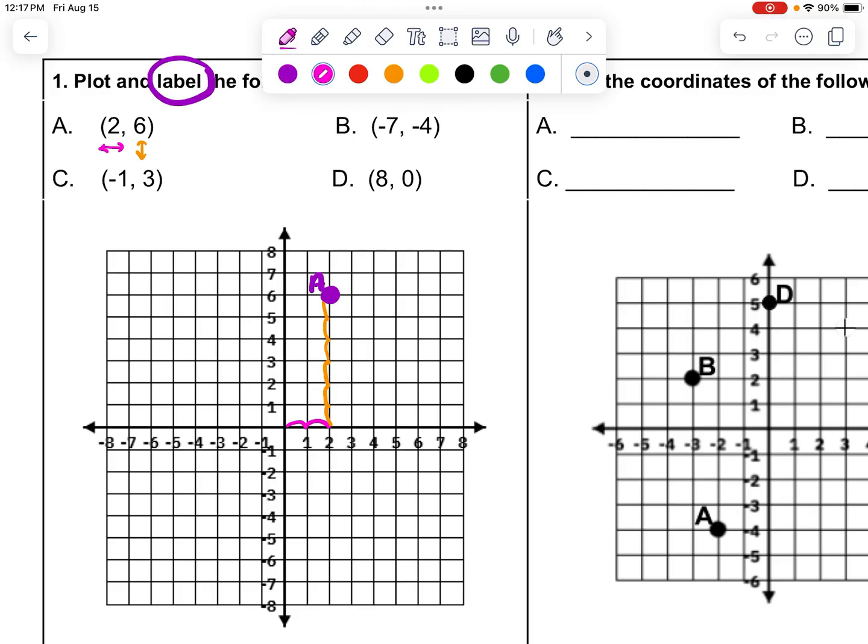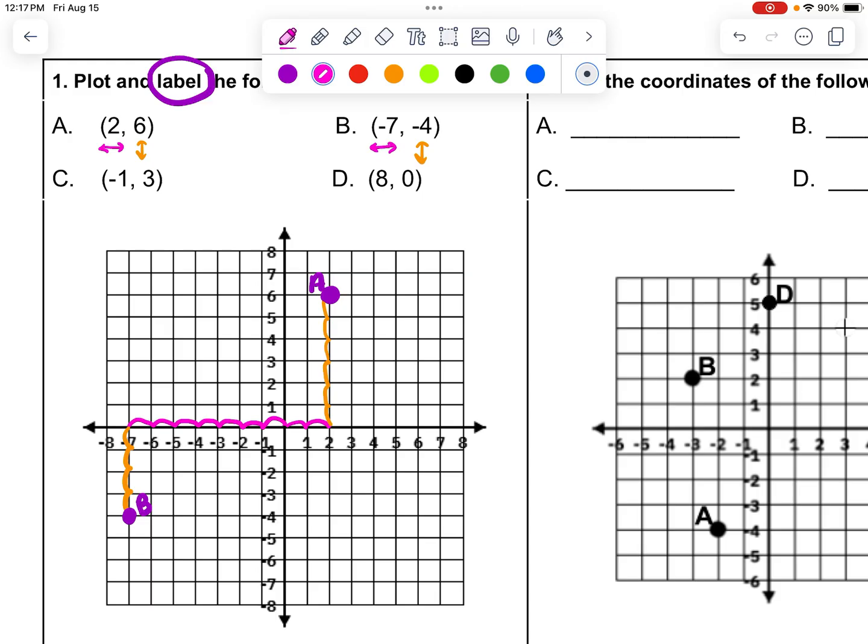For point B, the first number tells me to go right or left, and the second number tells me to go up or down. Since the first number is negative, I'm going to go left 1, 2, 3, 4, 5, 6, 7. And then I'm going to go down because the second number is negative, 1, 2, 3, 4 spaces. And this point right here is going to be labeled point B.